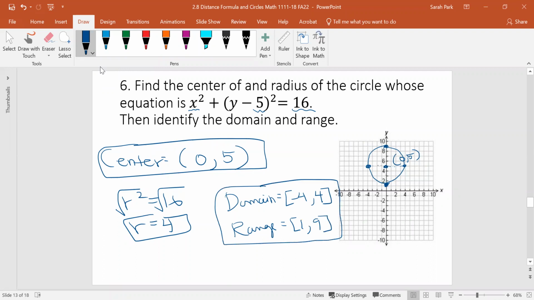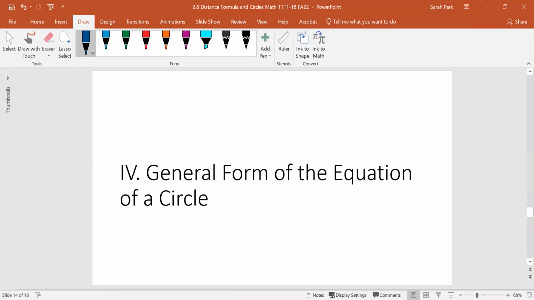Okay, so I hope you got those values. And if not, you now understand how to get the center, radius, domain, and range. Okay, last part is now going over to the general form of the equation of the circle.